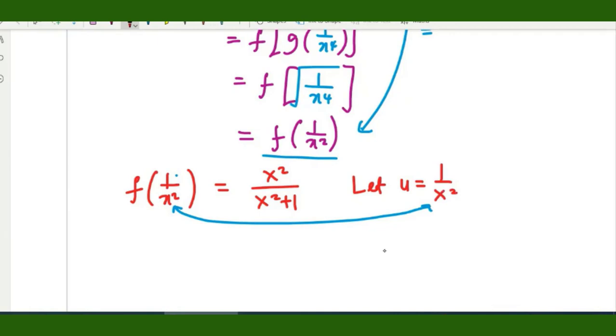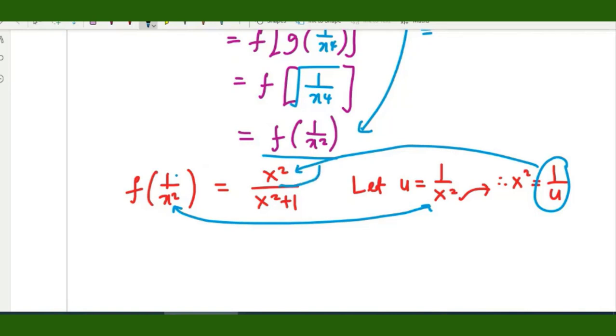Now, having our x squared as the subject, it will be 1 over u. So what can we do now? We substitute our x squared with 1 over u. Okay, and ending up having, so now everything will be in terms of u. So it will be 1 over u over 1 over u plus 1.